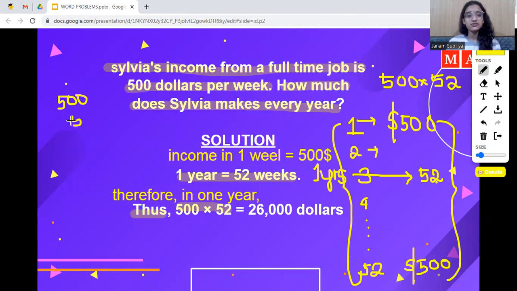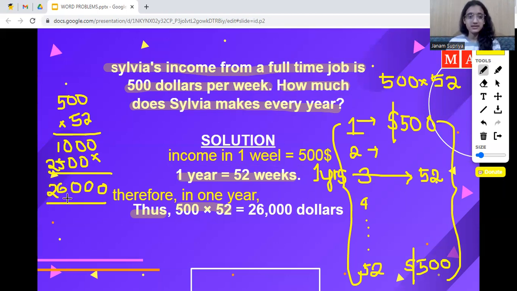500 into 52. 2 zeros are 0, 2 zeros are 0, 2 fives are 10. There goes 5 zeros are 0, 5 zeros 0, 5 fives are 25. So adding them, 0, 0, 0, 6, 2. Oh yes, it is $26,000. So she will be earning $26,000 in the whole year. Okay, by the end of the year, she will be earning this many dollars, quite much.